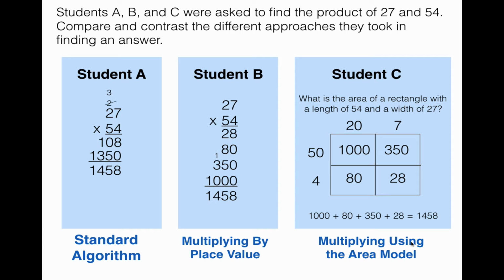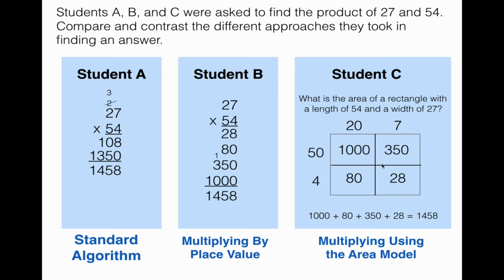So multiplication is just repeated addition, and anytime you have multiple instances of the same value, graphically this always makes a rectangle. And it's analogous to the area of that rectangle. So what is the area of the rectangle with a length of 54 and a width of 27? Well, we can model this by expressing the length as 50 and 4, because that's what 54 means, and the width as 20 and 7, because that's what 27 is. All right?